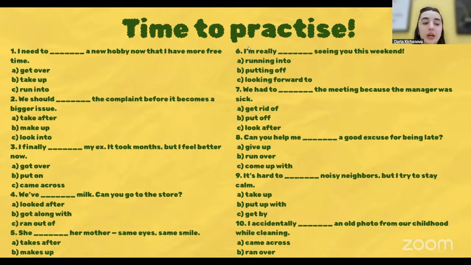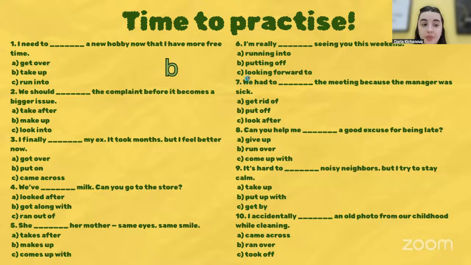So, we have got with you take get over. It means like to recover from something, take up, it's to start something. Run into, it is to meet someone or something unexpectedly. So let's see what we need to use here, and I think you understood that it is B. Oh, I'm sorry. Yeah, B. So I need to take up a new hobby because I have some free time. Okay, let's move on to the question number 2.